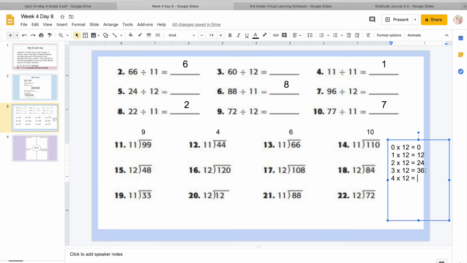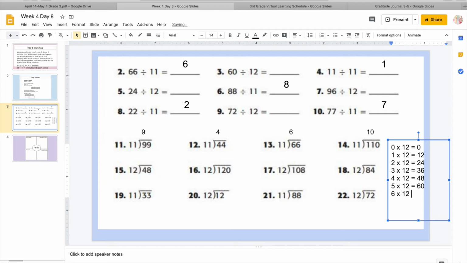Then I'm going to add 12 more to 36 so I can get my number here. So 36 in my head, 37, 38, 39, 40, 41, 42, 43, 44, 45, 46, 47, 48. Then I'm going to multiply by 5. So I'm going to put 48 in my head and I'm going to add 12. 48, 49, 50, 51, 52, 53, 54, 55, 56, 57, 58, 59, 60.